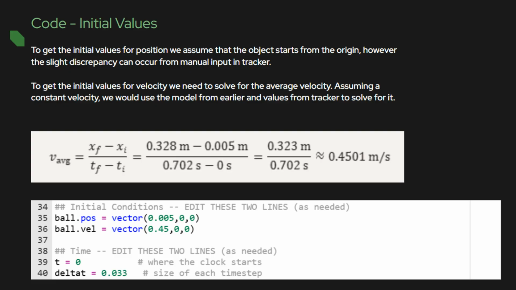Let's start with the initial values. To get the initial value for position, we assume the object starts from the origin. However, a discrepancy can occur from manual input error in tracker. To get the initial value for velocity, we solve for the average velocity using the model from earlier and inputting the final position and time and initials from tracker, giving us around 0.45 meters a second.